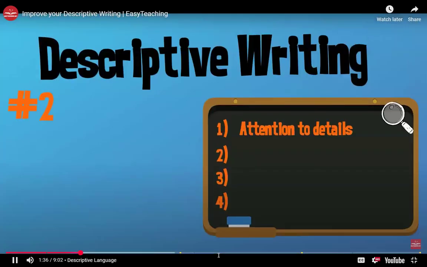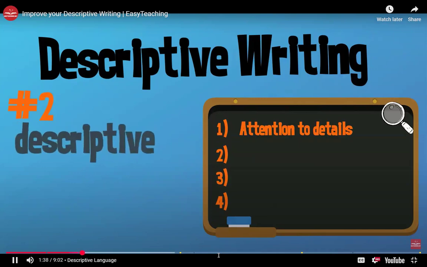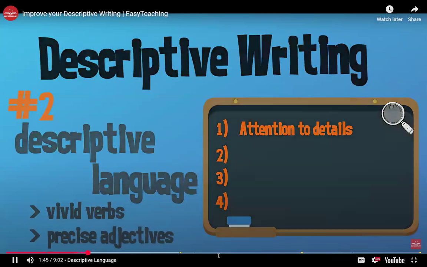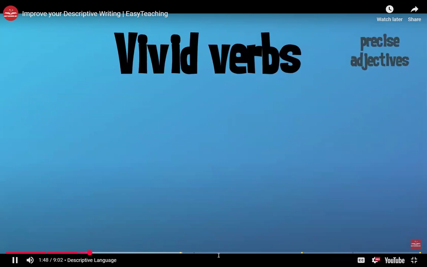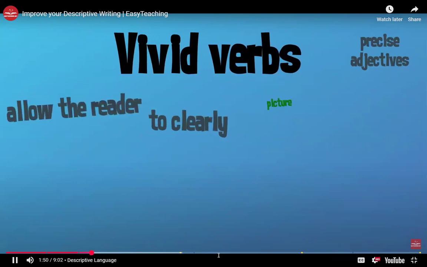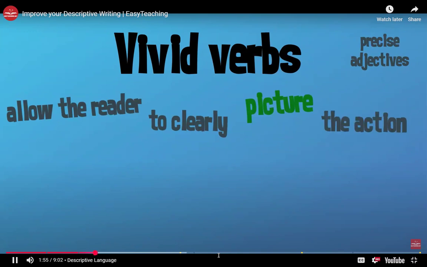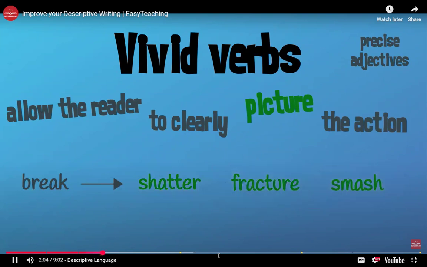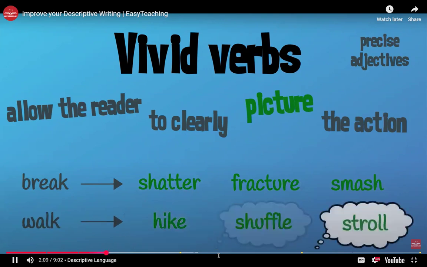The second component of strong descriptive writing is descriptive language. We want to make sure we are using vivid verbs and precise adjectives. Vivid verbs are verbs that allow the reader to clearly picture what action is taking place. They are more interesting for the reader than the average verb. Instead of break, how about shatter, or fracture, or smash? Instead of walk, how about hike, or shuffle, or stroll?